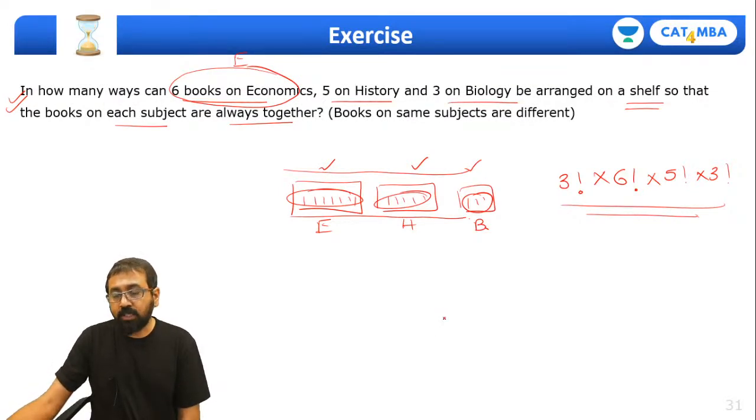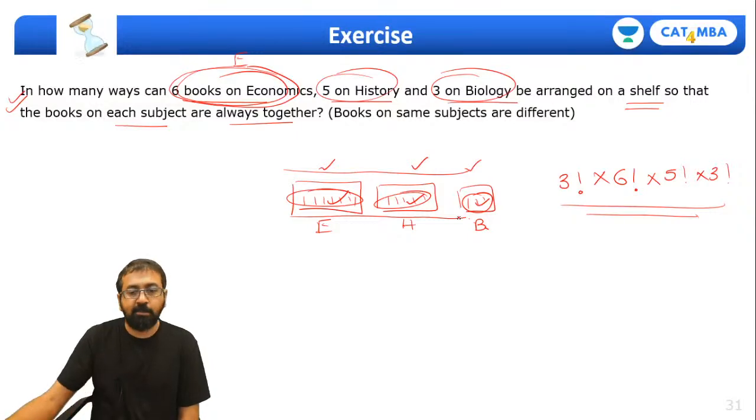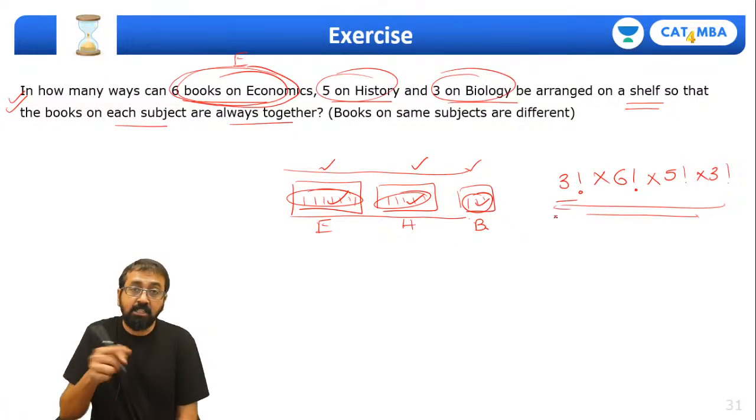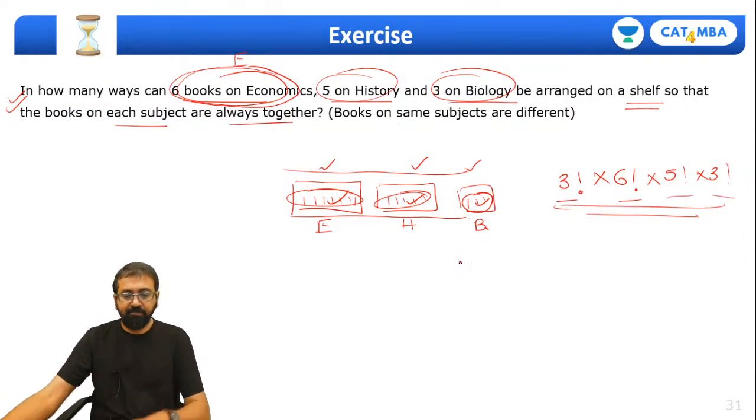Akash, it's not 14 factorial divided by 6 factorial. That's incorrect, because you need to keep these books always together. You need to keep these books always together. You need to keep these books always together. So first you will have to make bunches. You will arrange those bunches. It can be done in 3 factorial ways, and then internally those books can be arranged in this many factorial ways. So please correct yourself.